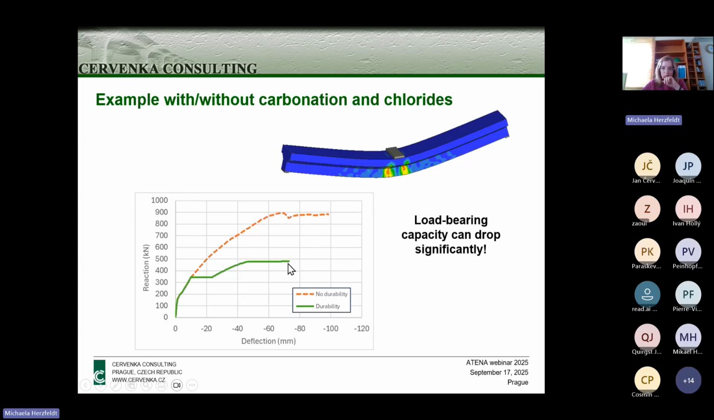And this is the last thing that I wanted to mention as well. When you compare this durability analysis, where you consider the corrosion load case, where corrosion actually happened, it can cause a significant drop of the load bearing capacity, more than 40%, nearly 50%, compared to the same structure without considering the effect of the environment. So yeah, it can be important.